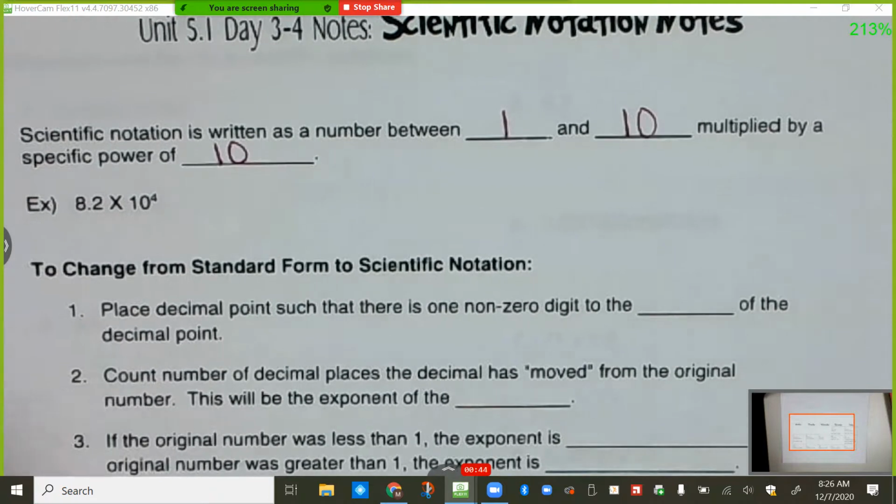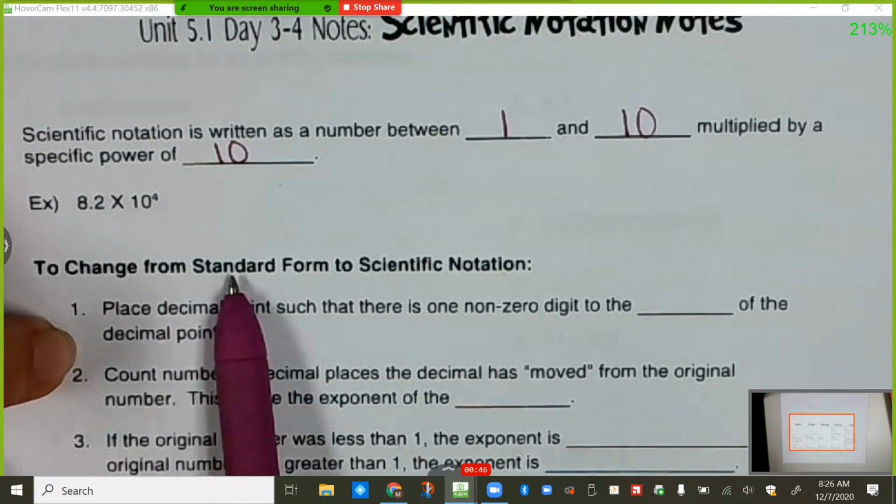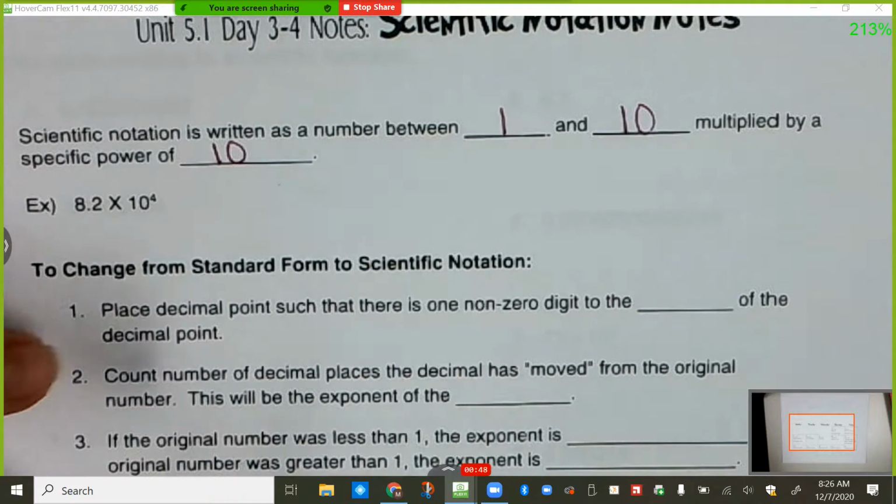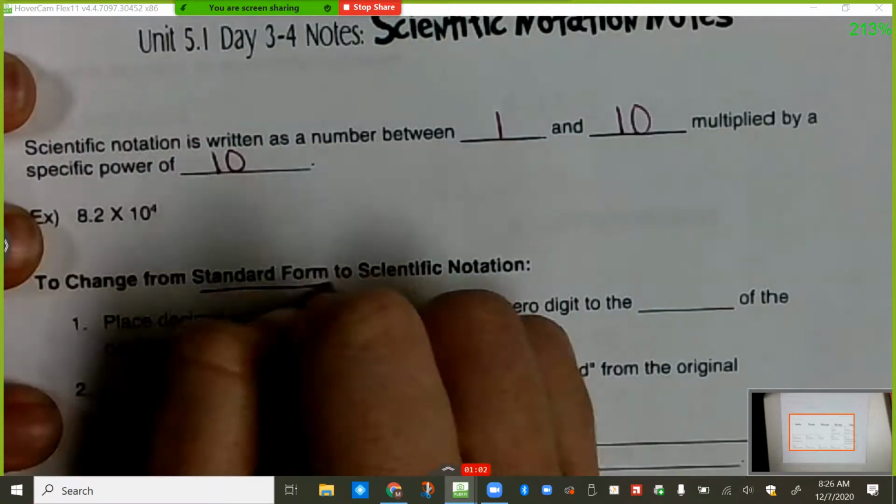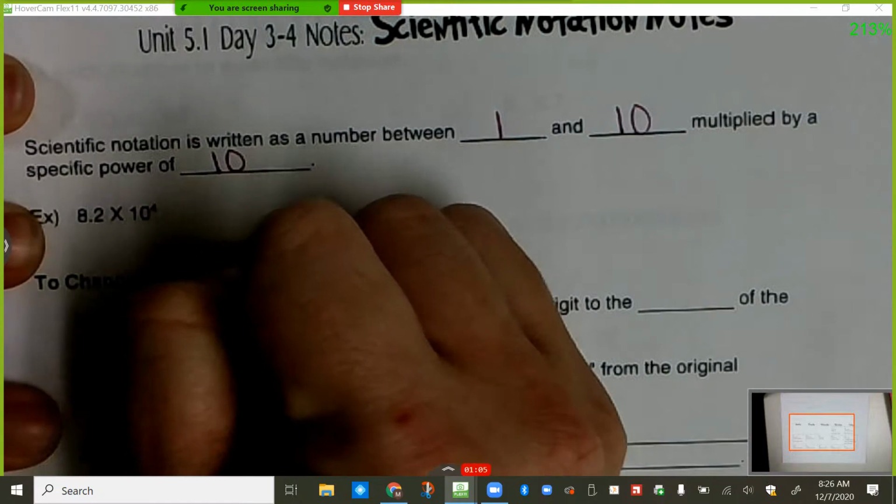Okay, now if you'll notice, it says to change from standard form to scientific notation. Standard form just means like a regular number. 10 is technically standard form. Okay, it's just a regular number. Scientific notation is when we change that regular number, okay? So standard form is just a regular number.